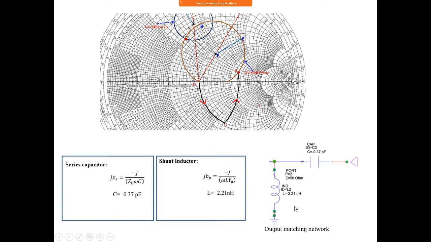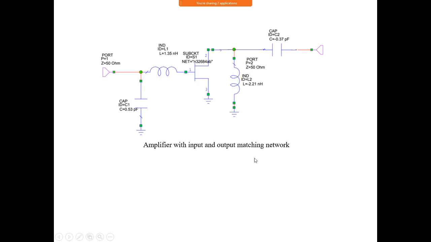See like this, this is the output matching network, and this is the input matching network. This output matching network gives 0 dB, and this input matching network gives 2 dB. The transistor gives 13 dB, 13.43. So totally we will be getting 15 dB for this amplifier. This gives an amplified signal. The gain is equal to 15 dB.